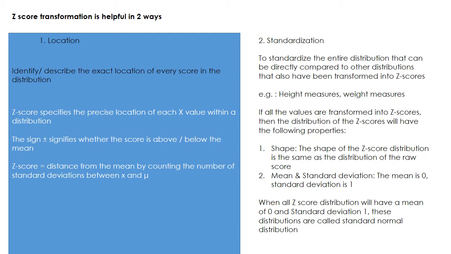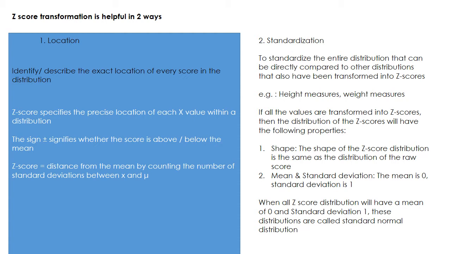What is next? What is the next characteristic of the z-score distribution? The z-score distribution will have a mean of zero, and a standard deviation of 1 unit. So when you add all the transformed z-scores and take an average, you will get a zero value. And when you use the z-transformed values and calculate the standard deviation, you will get a value of 1.